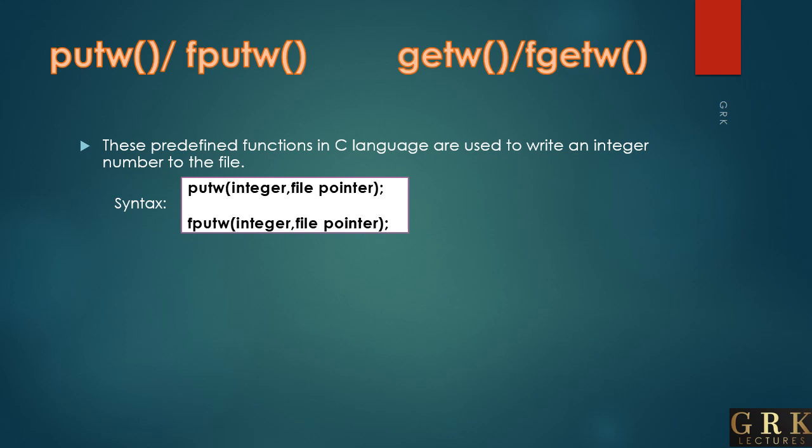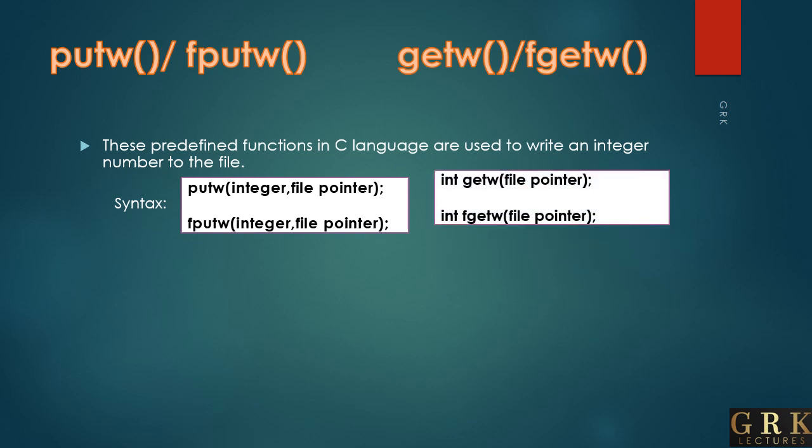Whenever we are using these functions, we should not write the file names. Instead of file names, we have to write the pointer name which is pointing to the particular file on which we are working. Similarly, fputw, the syntax is the same as that of the putw function, only the name is different.